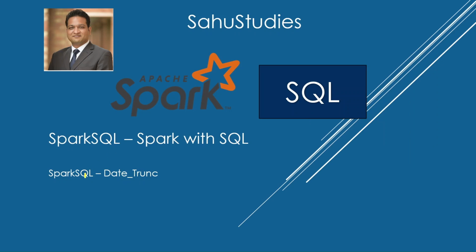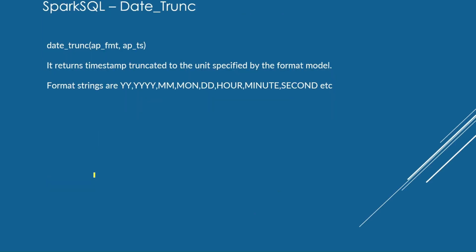In this video, we are going to discuss the date_trunc function in Spark SQL. So what is the date_trunc function? Why do we use it? The date_trunc function returns a timestamp truncated to the unit specified by the format model.